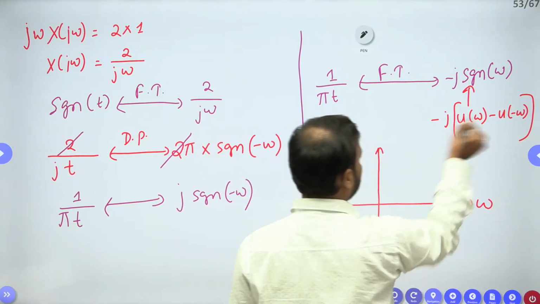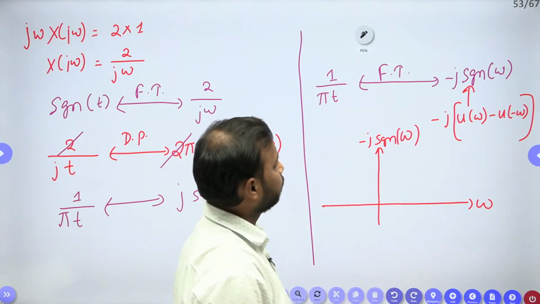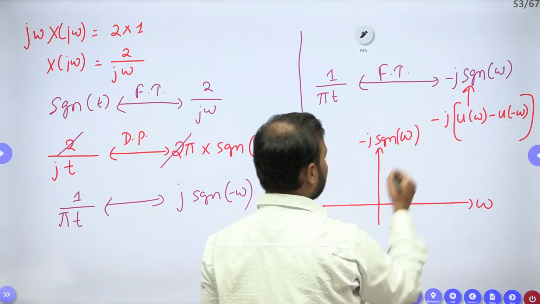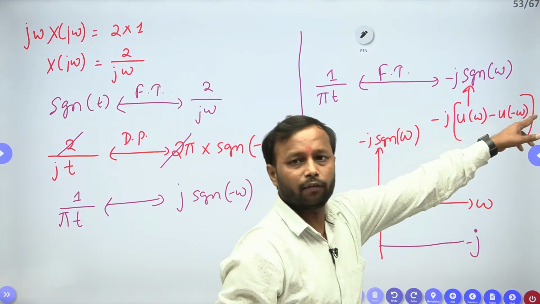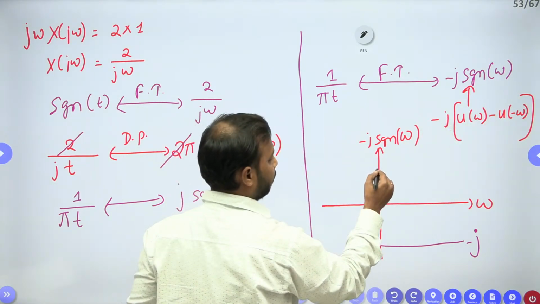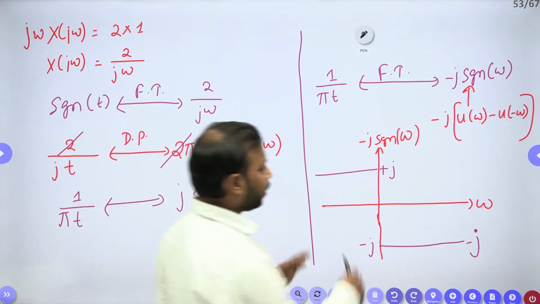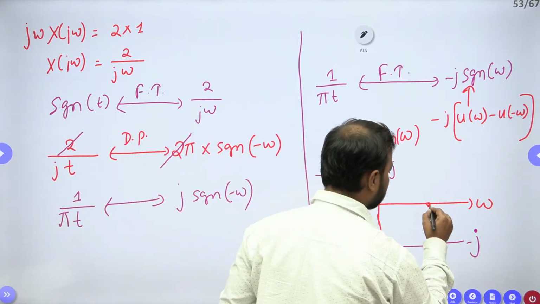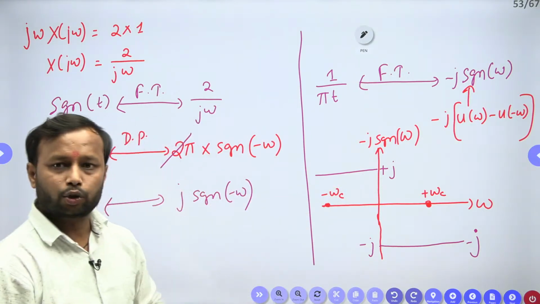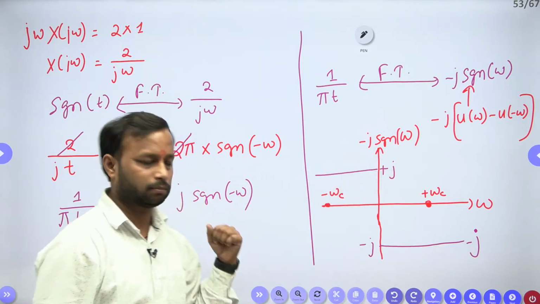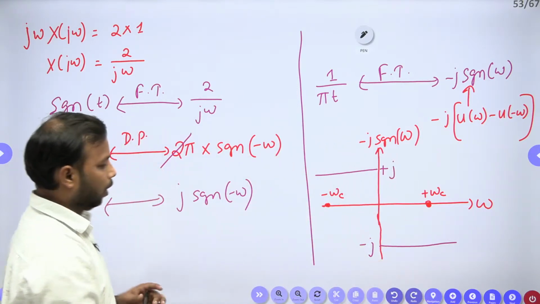If you plot this minus j signum of omega against the frequency omega, what are we going to get? For positive values of omega we will have minus j, and for negative values of omega this minus and this minus will become plus, so this will be plus j. Now on the x-axis we will have plus omega c and here minus omega c. So at minus omega c, what is the strength? Plus j. And at plus omega c, what is the strength? Minus j. I have already written here minus j.